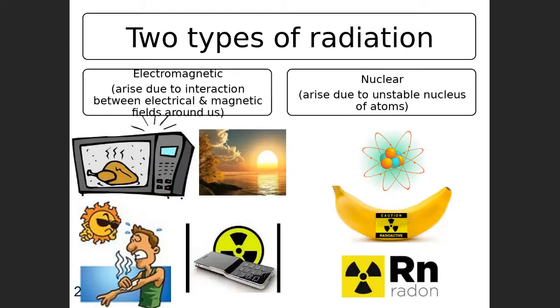In general, we have two types of radiation. We have electromagnetic radiation, which arises due to the interaction between electrical and magnetic fields around us. And the other type is radiation which arises due to the unstable nucleus of atoms.